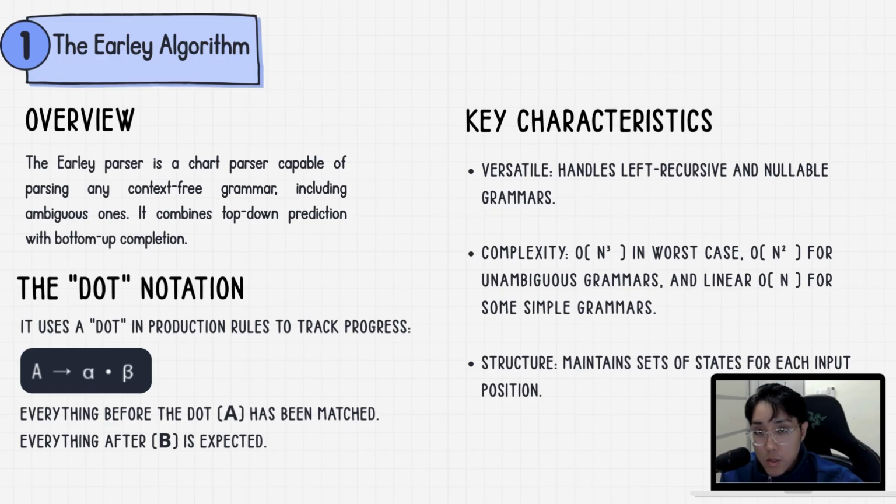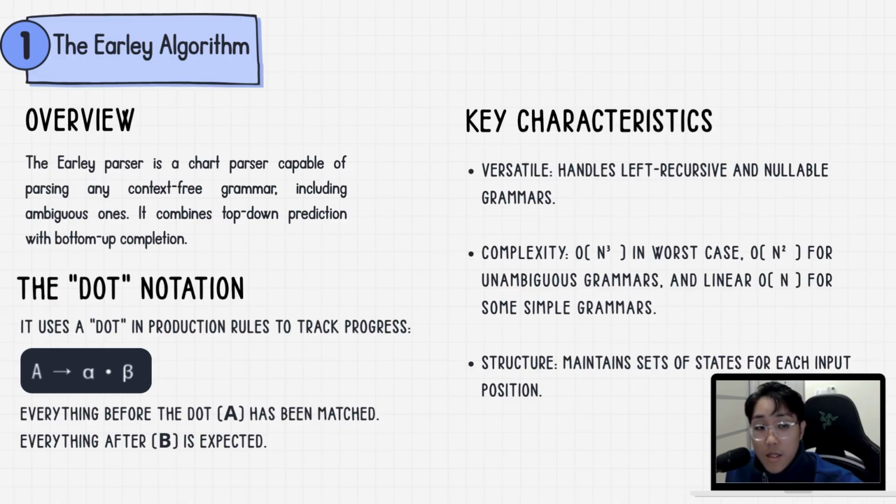Okay, for the Earley algorithm, it's a chart parser that can handle any context-free grammar, including ones that are ambiguous. It works by combining top-down prediction with bottom-up completion, which makes it very flexible for many types of grammar. Earley uses dot notation to show how far we have parsed in a rule. For example, A turns to alpha dot beta. This means everything before the dot has already been matched, and everything after the dot is what the parser expects next.